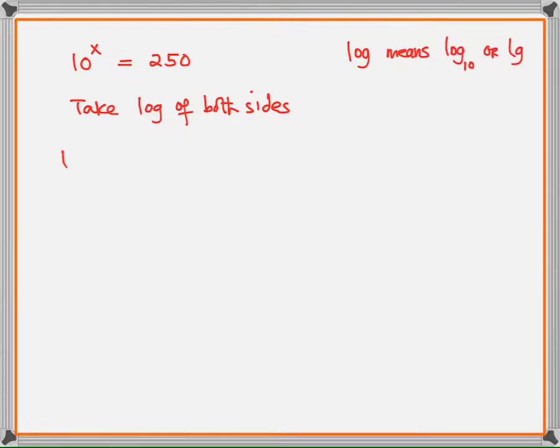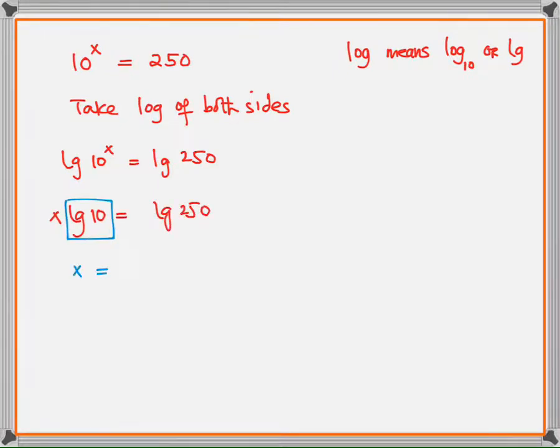lg 10 raised to the power of x is lg 250. x lg 10 is lg 250. What was the benefit? lg 10 is 1. So lg 250 over lg 10, where lg 10 is 1, comes out to be 2.398. The answer is 2.40, correct to 3 significant figures.